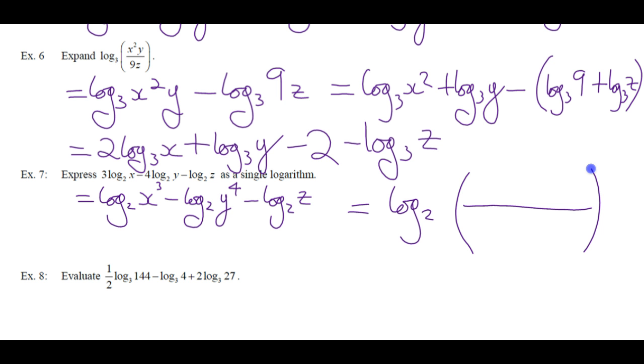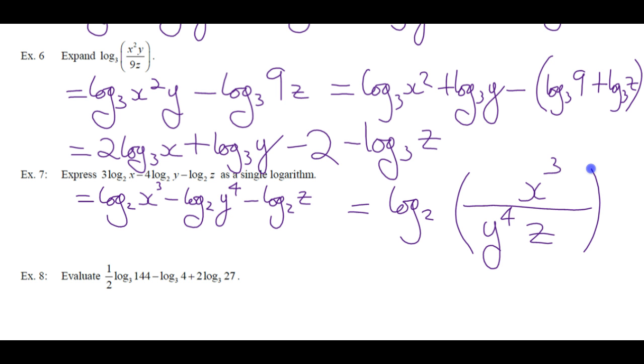The hint should look something like this. Subtraction becomes division. Okay, so the x cubed, that's x cubed. And where does the y to the 4th go? On the bottom. Where does the z go? Also on the bottom, right? So it's log base 4 of x cubed over y to the 4th z, right?